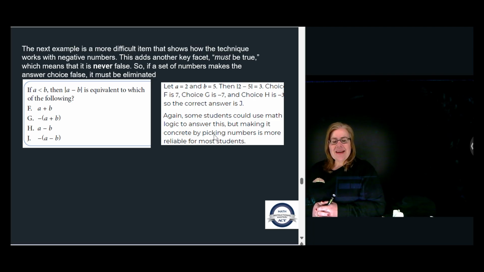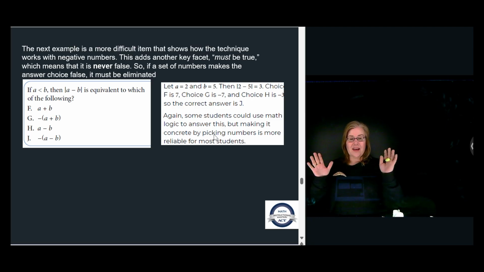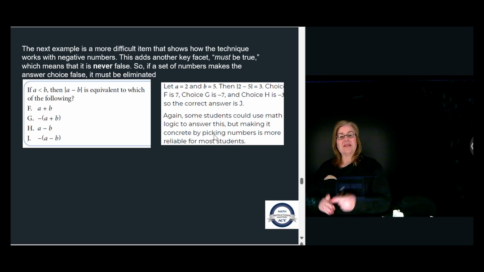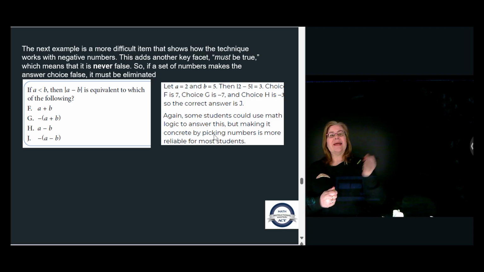Okay, this adds another key facet, must be true, which means that it can't not be false. It can never, never be false. Cannot be false ever. So, if we set numbers which make these choices false, then we have to eliminate those answers. So, let's go ahead and look.